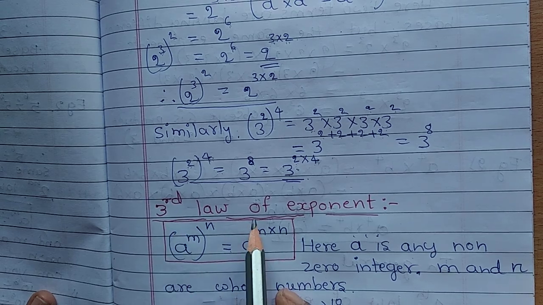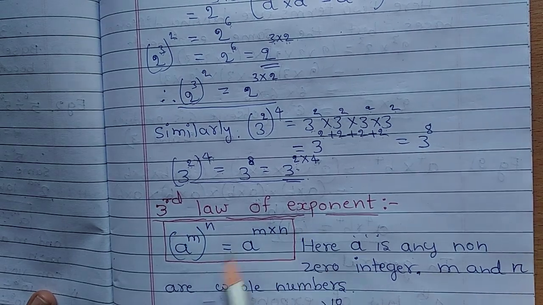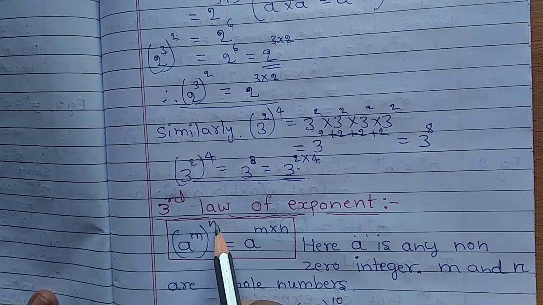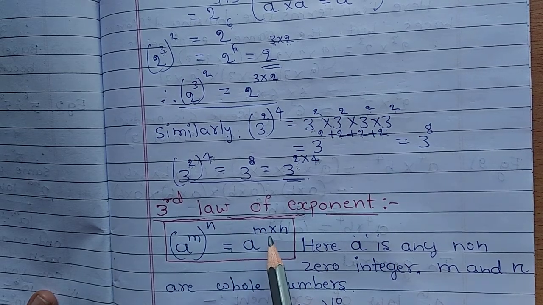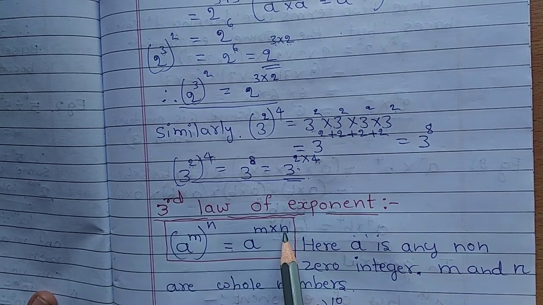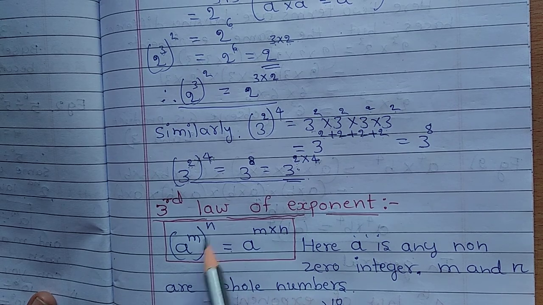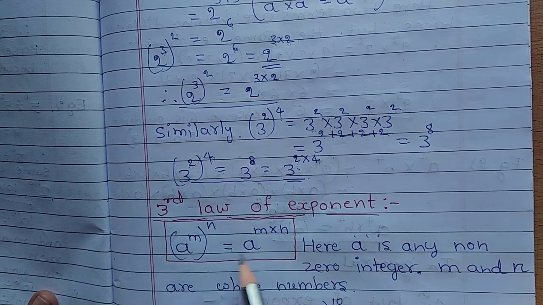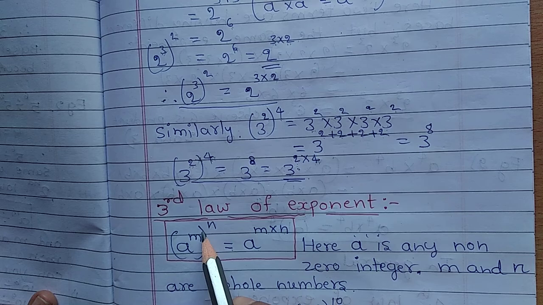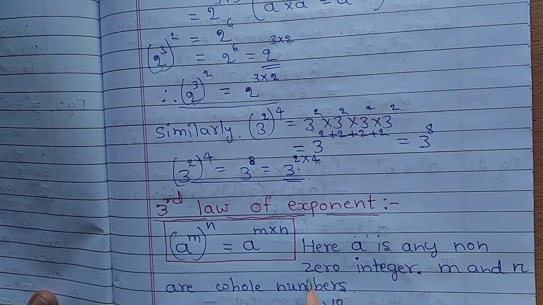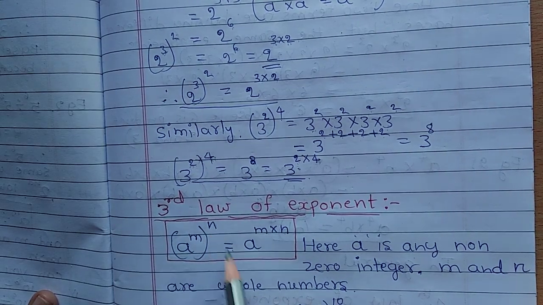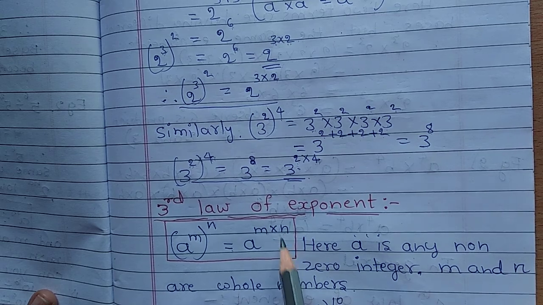So the third law of exponent states that (a raised to m) whole raised to n is equal to a raised to m into n. So power of a power is equal to the product of those two exponents. (A raised to m) whole raised to n is equal to a raised to m into n.